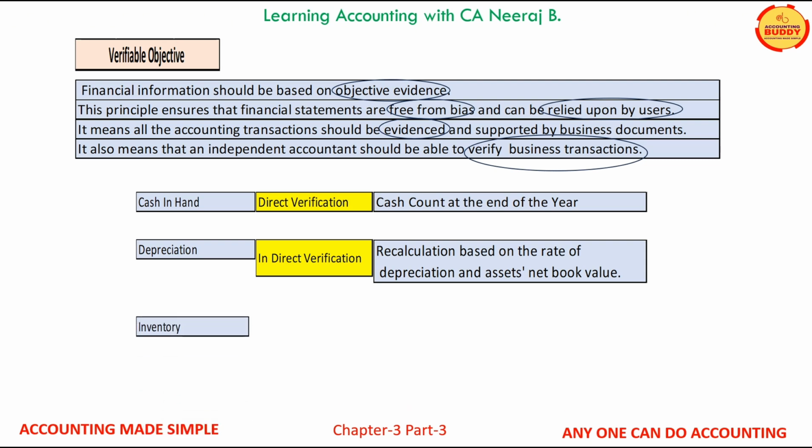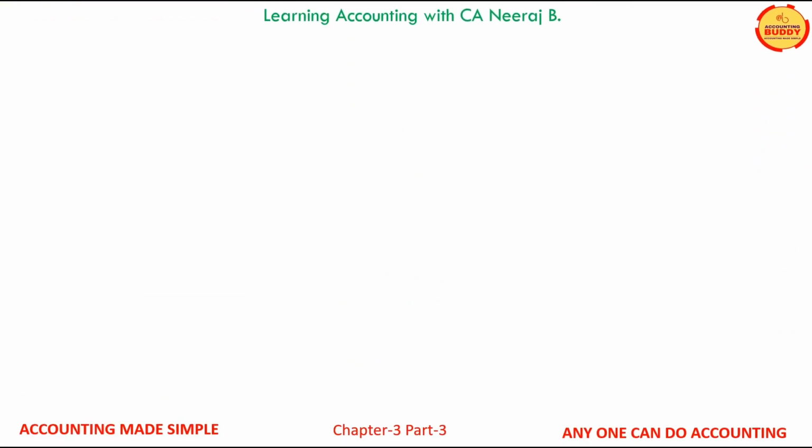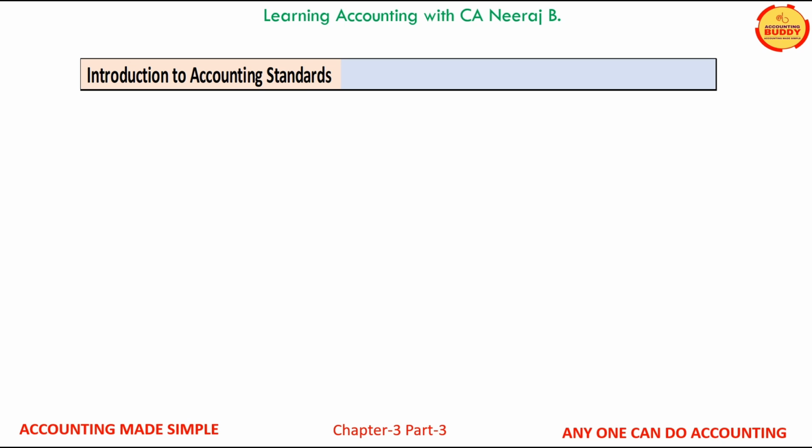Another example we can take is of inventory. It can be verified by actual inventory count and the value of the inventory can be confirmed by applying a correct method of valuation. Now the counting of inventory is a direct verification while the recalculation of inventory value is an indirect verification. Let us now learn about the accounting standards.